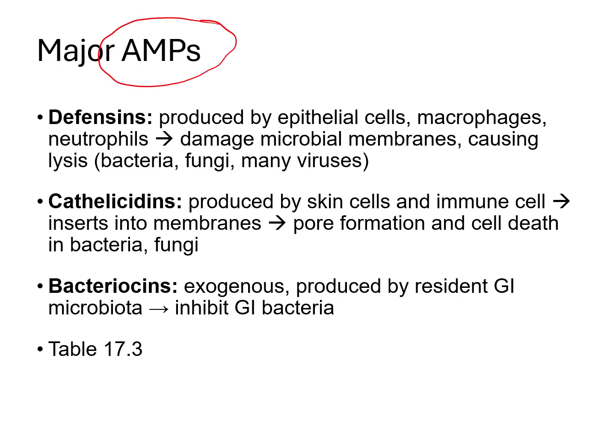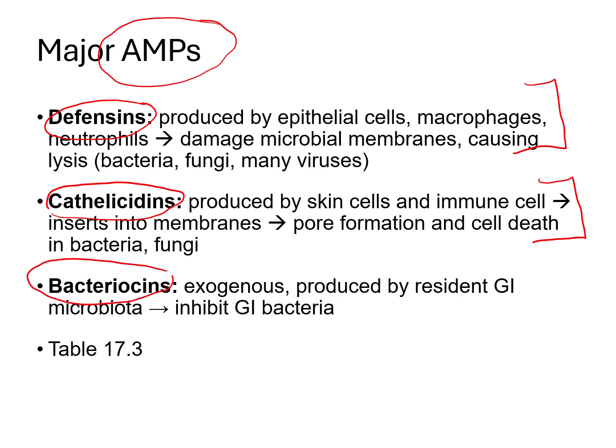Important antimicrobial peptides to know include defensins. These are produced by epithelial cells, macrophages, and neutrophils, and these disrupt microbial membranes. They can destroy bacteria, fungi, as well as many different types of viruses. For cathelicidins, these insert into membranes, causing pore formation and cell death in bacteria and fungi. Bacteriocins are produced by our gut microbiota, and they can inhibit competing bacteria. And we'll look at a few more in Table 17.3 on the next slide.